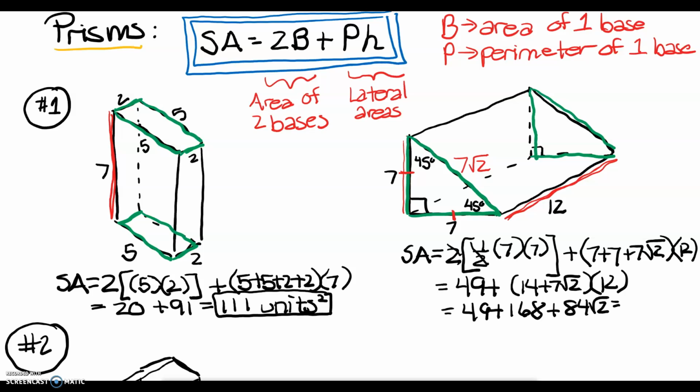So I end up with, let's see, 217 plus 84 radical 2 units squared.